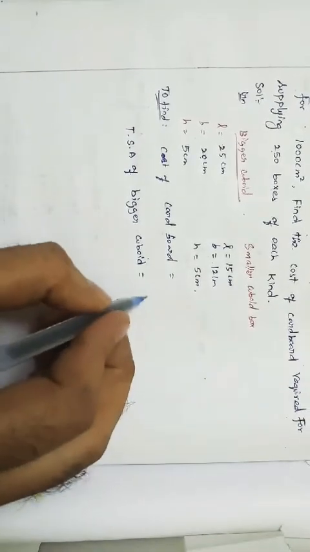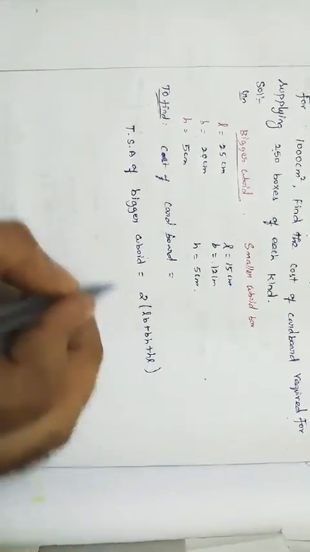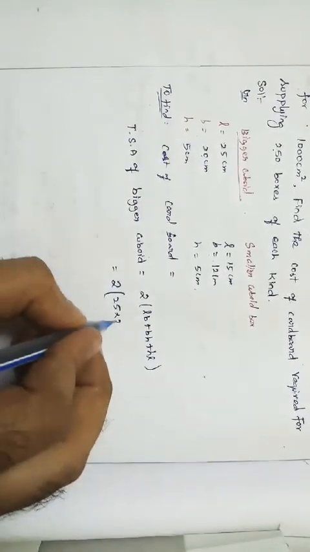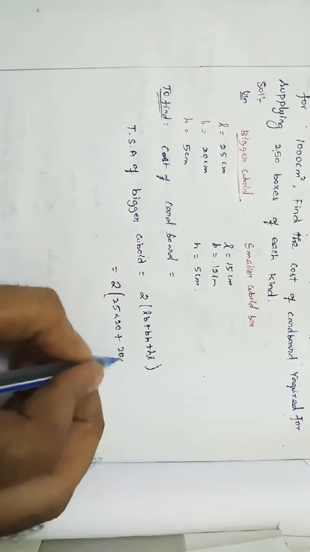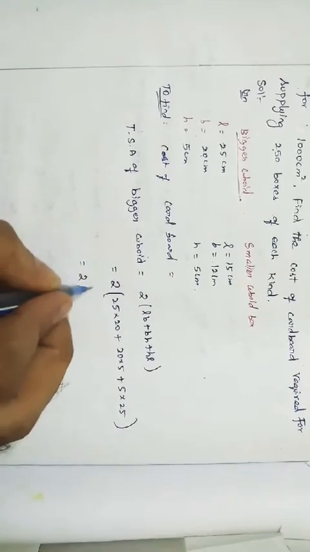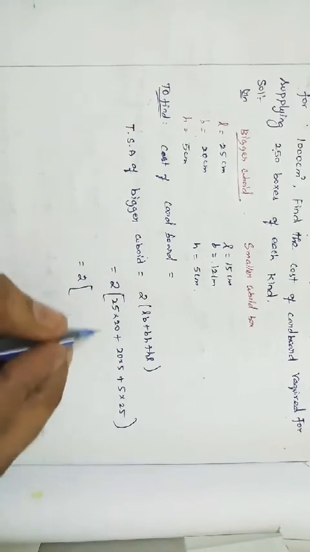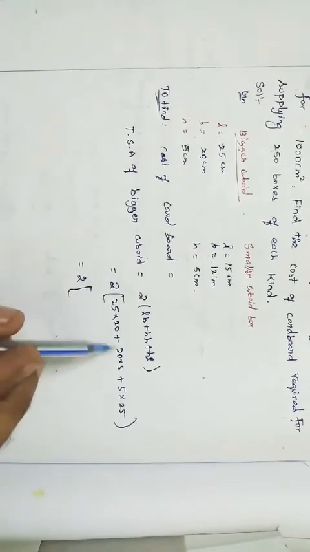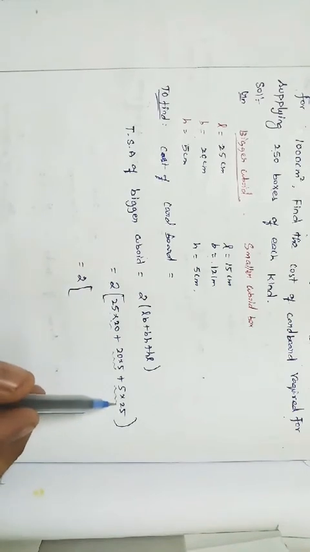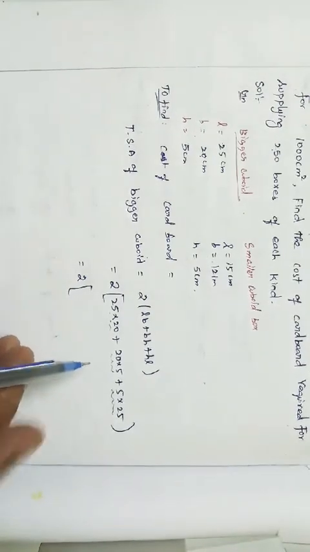TSA of the bigger cuboid is equal to 2 times (LB + BH + HL), which is 2 times (25 into 20 plus 20 into 5 plus 5 into 25). First we multiply inside, and only after that we multiply by 2. We have 3 terms: 25 into 20, 20 into 5, and 5 into 25. First we multiply these terms, then we add them, and after that we multiply by 2.